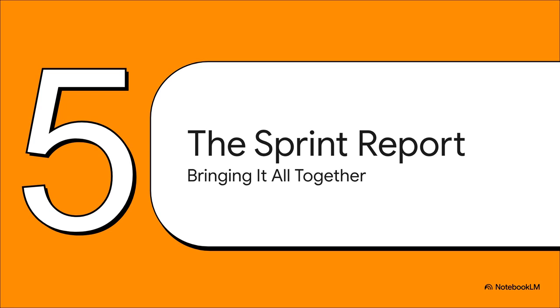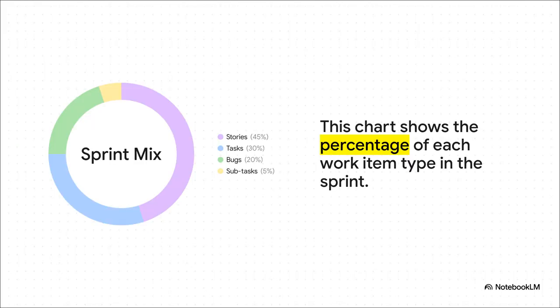Okay, it's time to bring it all together. Let's talk about the big one, the sprint report. This is where all those little building blocks we've been talking about combine to give you this incredibly deep, comprehensive look at how your sprint actually went. So the first thing you see is this really clear, high-level breakdown. This donut chart shows you the makeup of your sprint. Instantly, you can see what percentage was new features, what percentage was bug fixes, what was tasks. You get the idea. It's a snapshot of where your effort went.